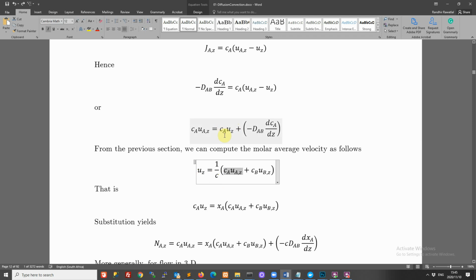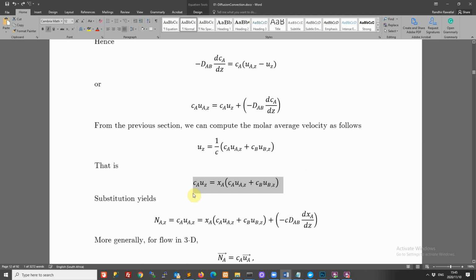And then you've got CA times that. So it's going to be CA over C. So CA over C is, of course, the mole fraction XA. Right, so we could rewrite this whole thing CAUZ as XA times this thing. Right, so that's how we get that relationship. And now we can substitute this for this term.